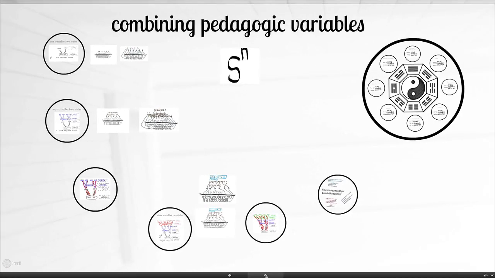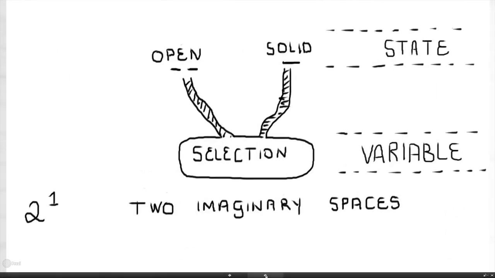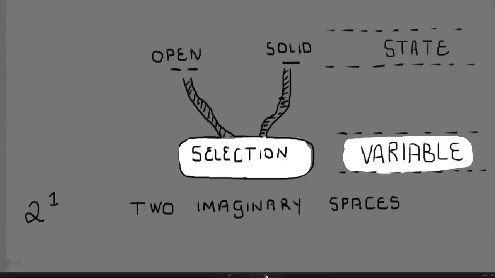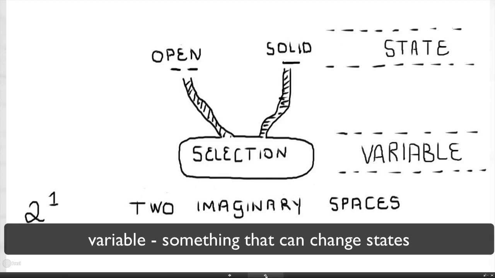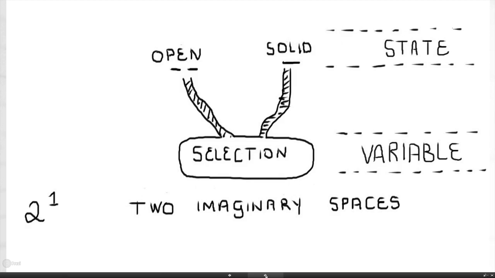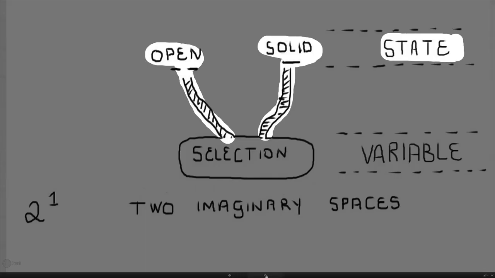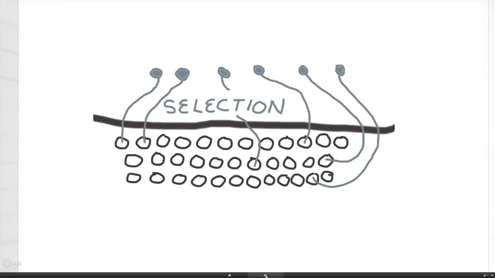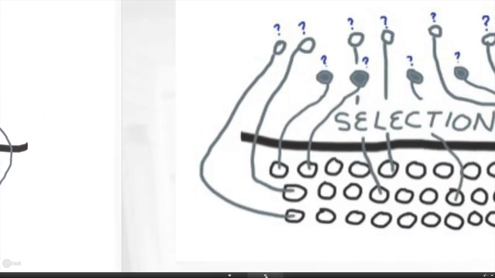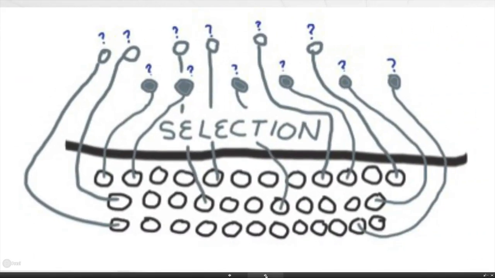So let's take a look at the pedagogic variables, and let's start with the first pedagogic variable, which was selection. Let's call it a variable, and by variable I mean something that has the possibility of different states within it. In terms of selection, we're going to define this very tightly. There are only two possible states: it could be open or it could be solid. In terms of solid, only one choice is available. In terms of open, a whole bunch of possibilities are open in terms of what's selected.